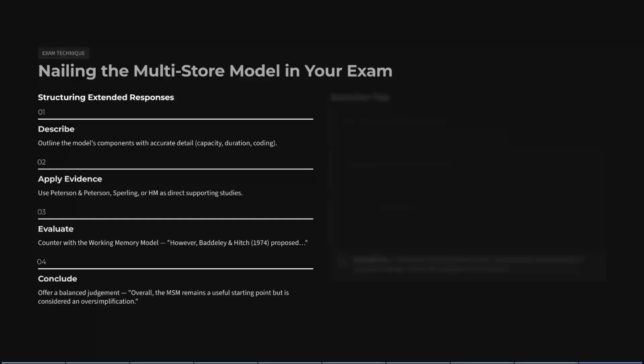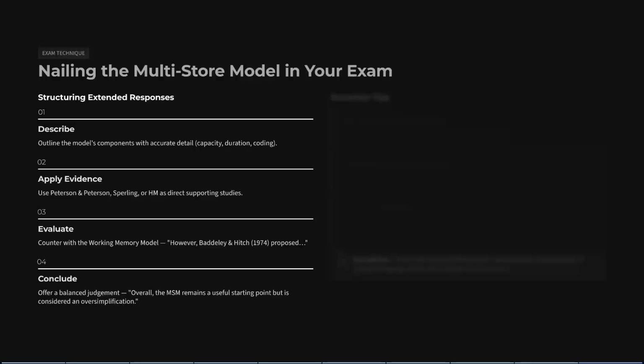Number 2, apply evidence. Use named studies with findings. Peterson and Peterson for short-term memory duration. Sperling for the sensory register. HM for the separation of STM and LTM. Always explain what the study shows and why it supports or challenges the model. Do not just name drop the researchers.